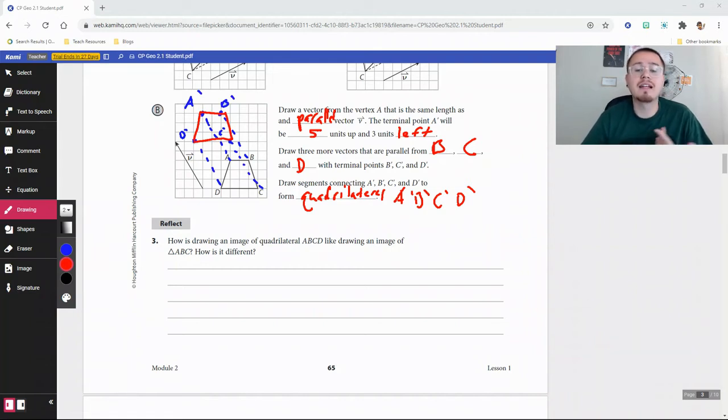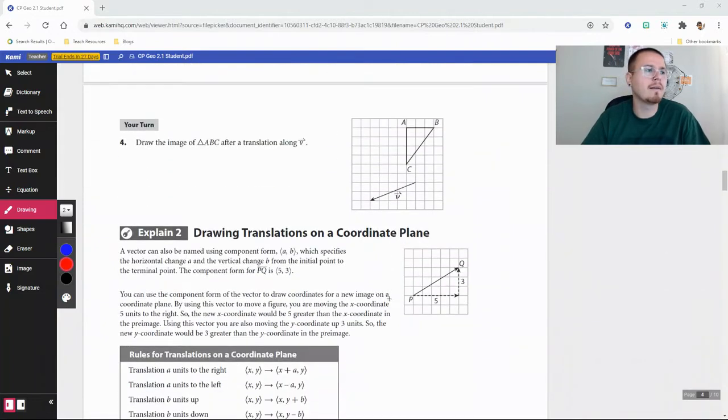It's different because there's an extra vector. And then you just got to remember to connect the vertices in the same order. So if you go from, like, A to C or something crazy, you're going to draw something ridiculous. That's not what we want. So there's one for you to try.